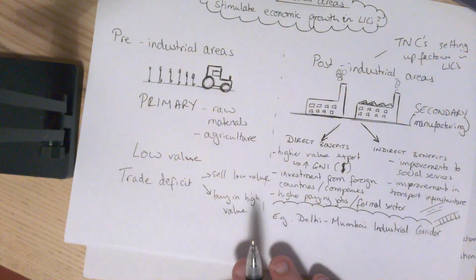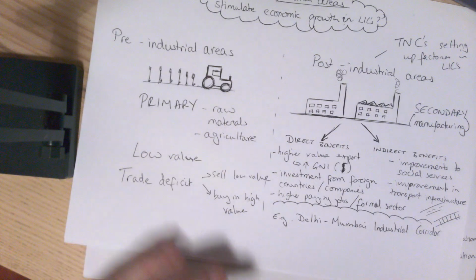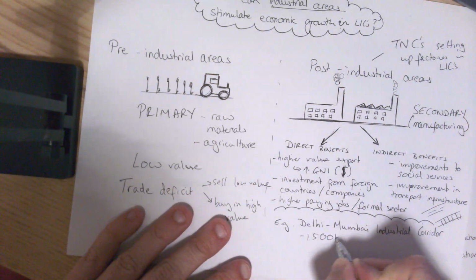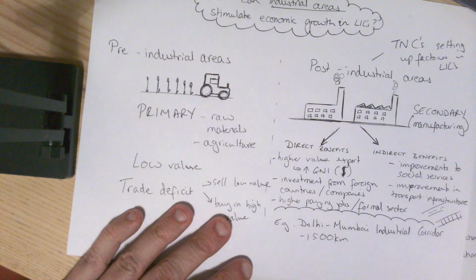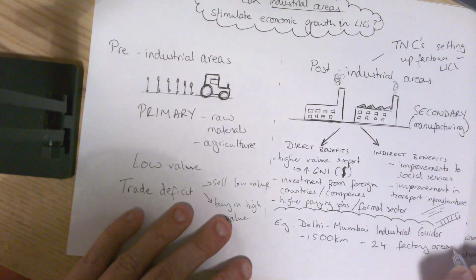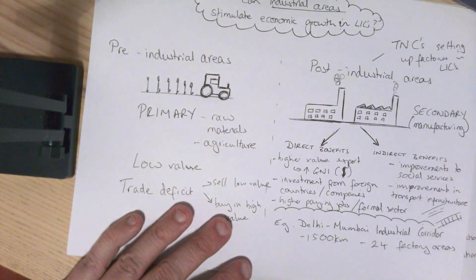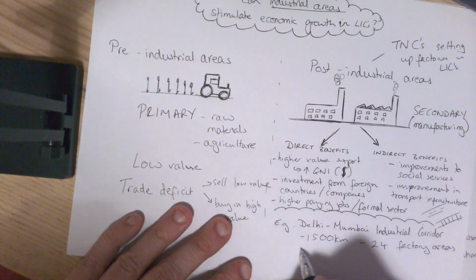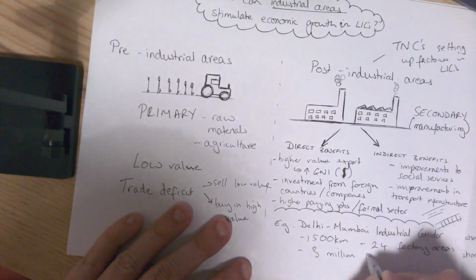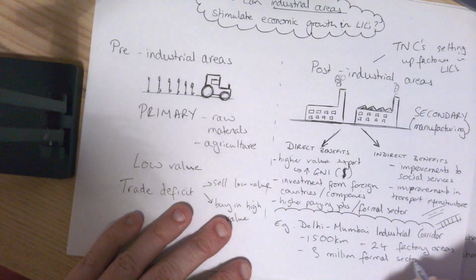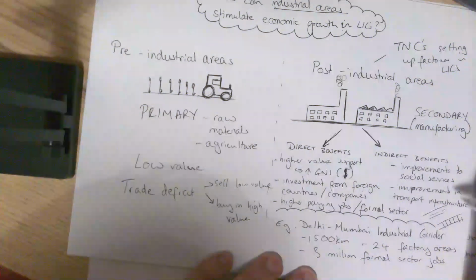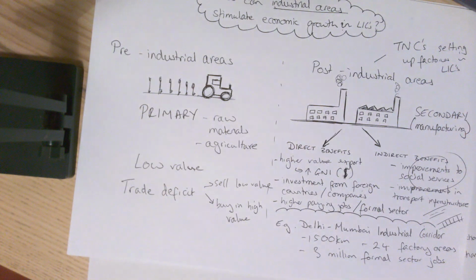Now, a really good example of an industrial area that stimulated growth is the Delhi Mumbai Industrial Corridor. Okay? This is a 1,500 kilometre stretch of land in between the two cities of Delhi and Mumbai. And within that are going to be 24 factory areas, each with multiple factories within them. Now, why this is such a good example is that it's not yet completed, but it is predicted that it's going to create over 3 million formal sector jobs for the Indian population. Okay? They're jobs that are going to be higher paid and they're going to be paying that tax, which is going to allow the Indian government to invest in its social services that we mentioned earlier.